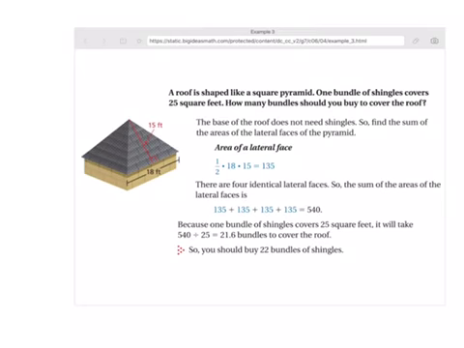Great. Okay, so now you can put your journal aside. Let us go ahead and do on your own. And we found out that the entire surface area of the roof was what? 540 square feet.